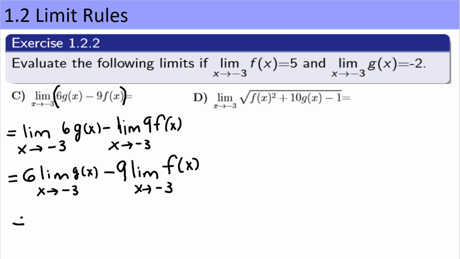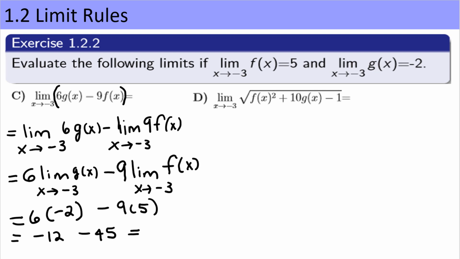In the statement of the problem, we are given the limits for each of these. And for the limit as x approaches -3 of g of x, that limit is -2. So we have 6 times -2 minus 9. And the limit as x approaches -3 of f of x is 5. So now we have -12 minus 45. And that's arithmetic. So it'll be minus, let's see, 57.